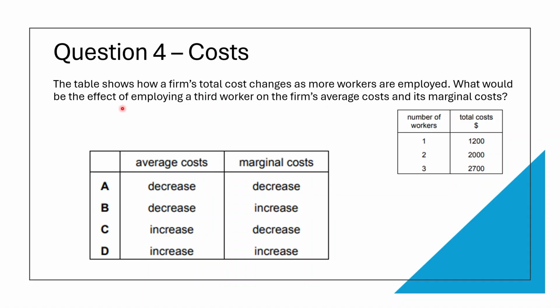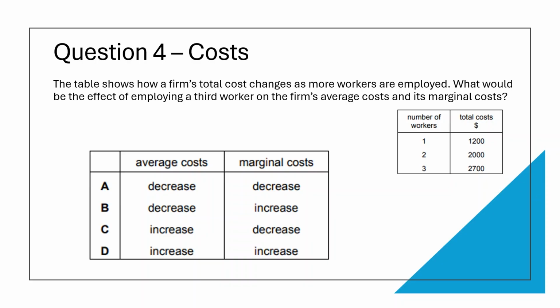We have to check the effect of employing a third worker. When we move from 2 workers to 3 workers, total cost is increasing from 2000 to 2700. We know that marginal cost is the cost of hiring an additional worker. So in this case, the marginal cost of hiring the third worker is 700, which is 2700 minus 2000. If you check the marginal cost of hiring the second worker, it is 800, which is 2000 minus 1200. So marginal cost is also falling.